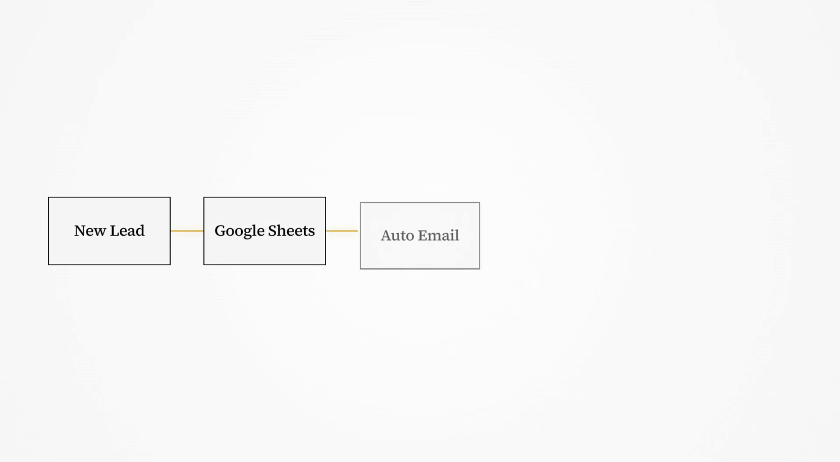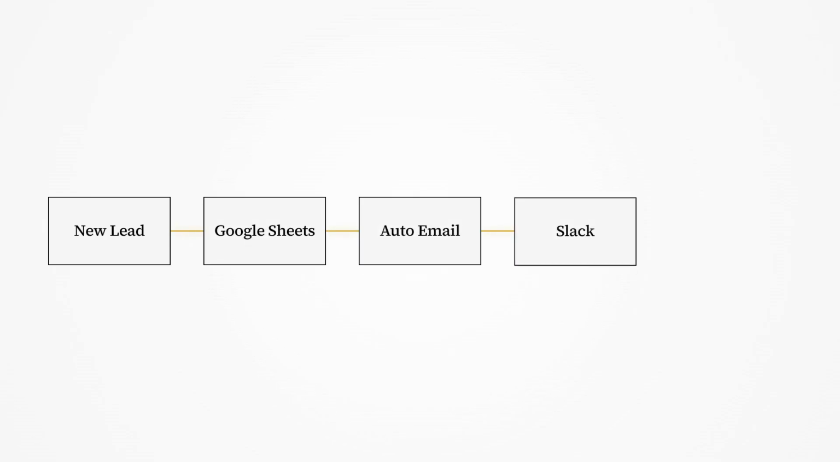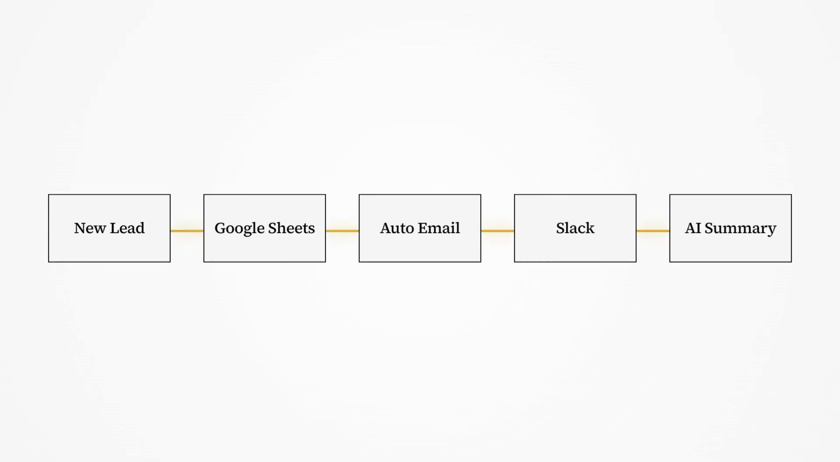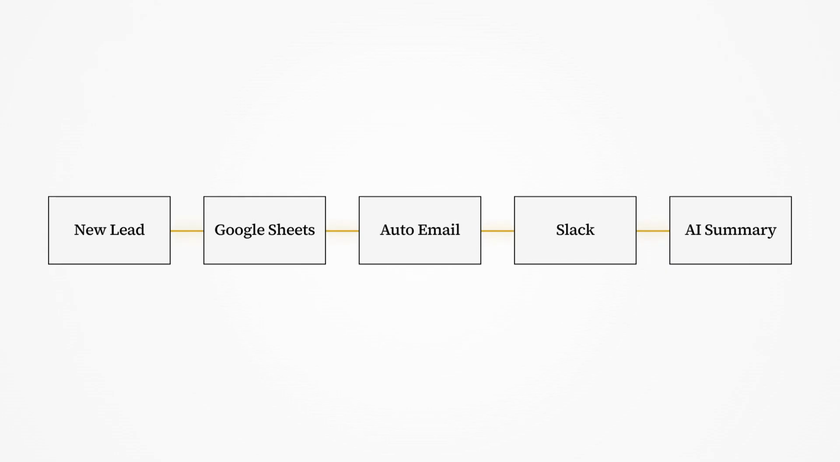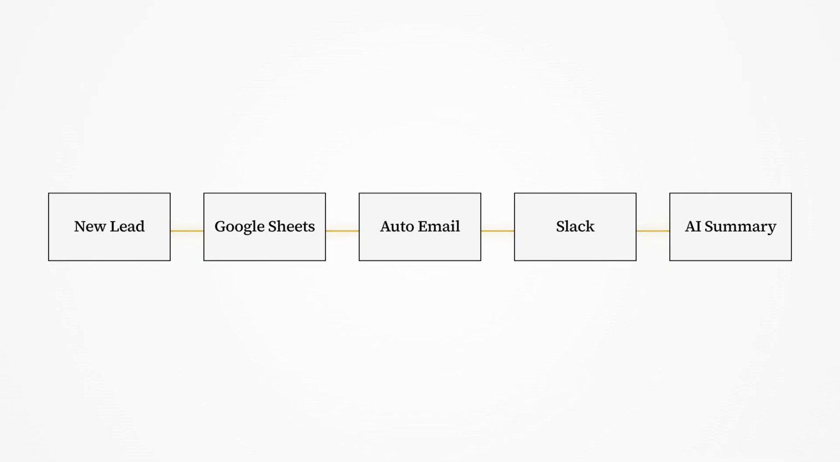Let's look at a complete real-world flow. A website receives a new lead. The workflow saves it, sends an email, notifies the team, and has an AI assistant summarize the lead for you. Another example is content creation. One idea goes in, and the workflow creates an article, social posts, images, and schedules them all.